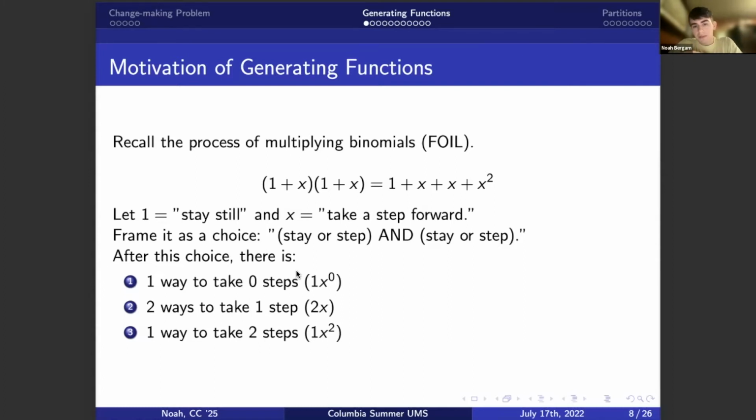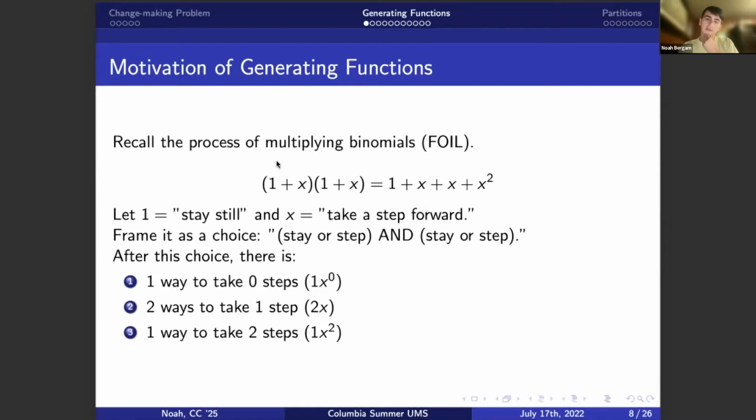You get 1, you get x, you get another x, and you get x squared, right? What I want to do when I have this is model the polynomials as choices. What I mean by that is, let's say 1 corresponds to the choice of staying still, and x corresponds to the choice of taking a step forward. And let's say you frame each of these individual binomials as a binary choice. Either you stay or you step, and you stay or you step, right?